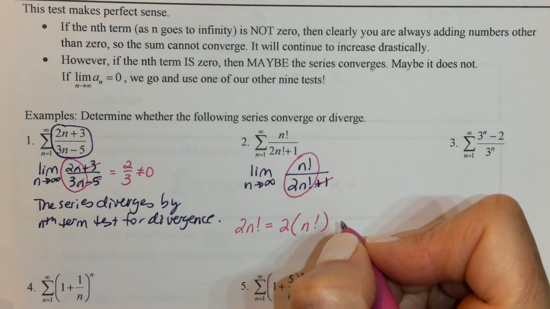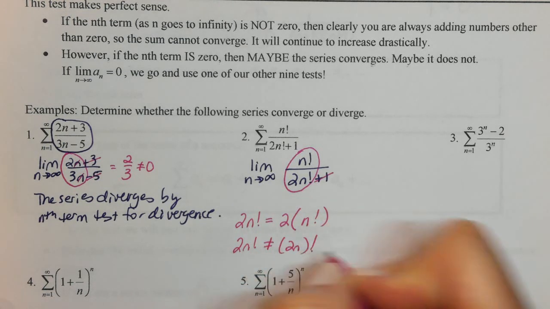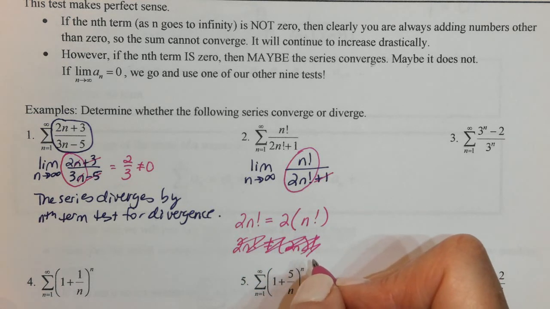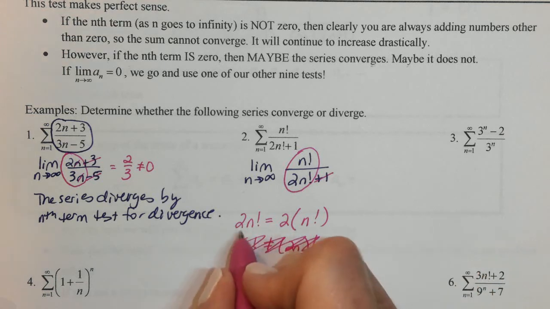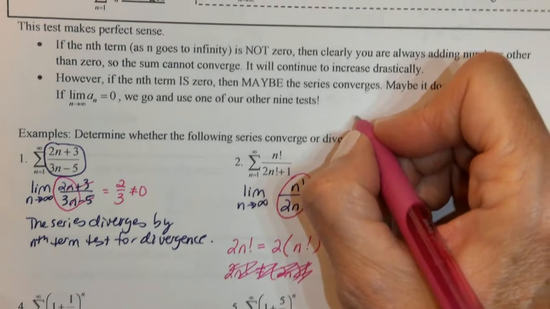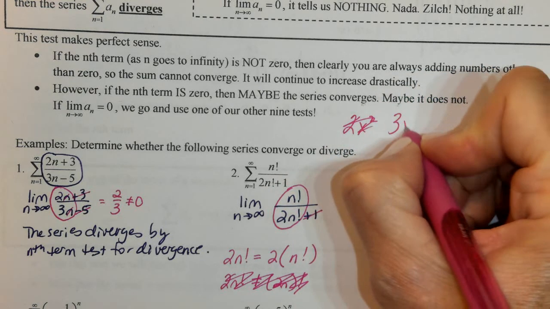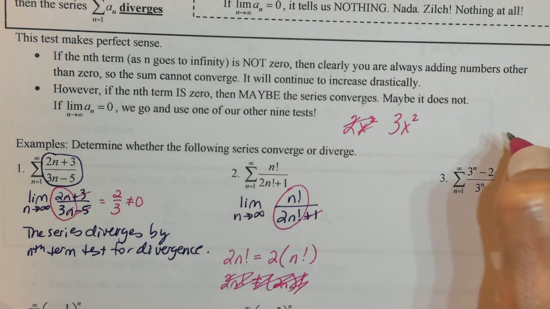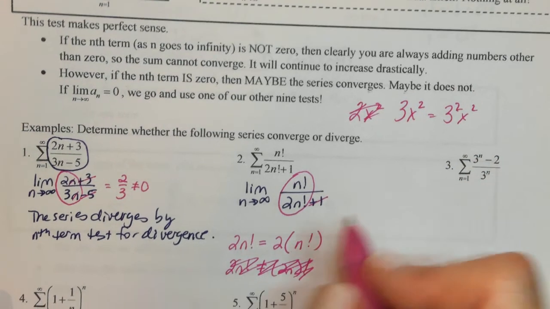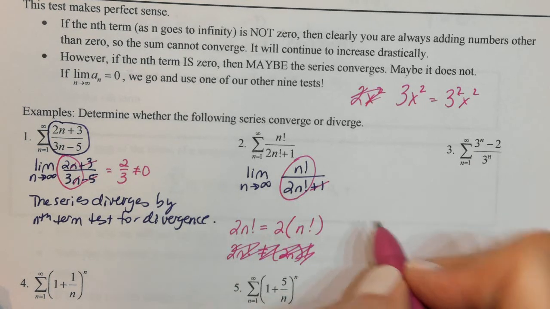It does not mean 2n, all factorial. Okay? For some reason, some students want to do that, and it's not true. Okay? So, 2n factorial is 2 times n factorial. I tell kids, if you have 2x squared, or let's make it 3x squared, does that mean the 3 is being squared also? Does that mean we have 3 squared x squared? And kids say, no, of course not. But for some reason, they want to apply the factorial to both of these. Okay? Don't do it.